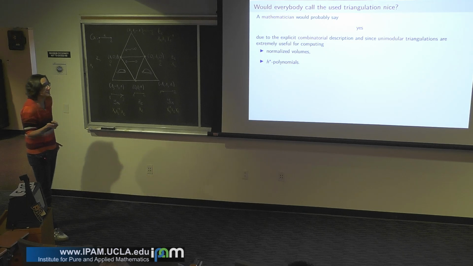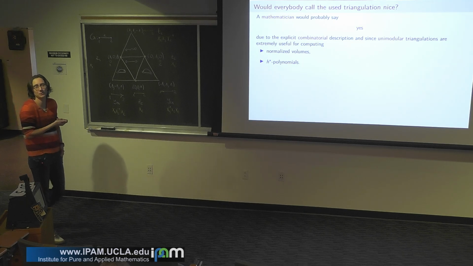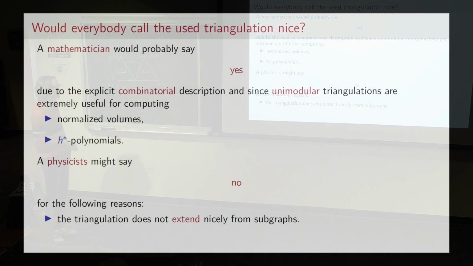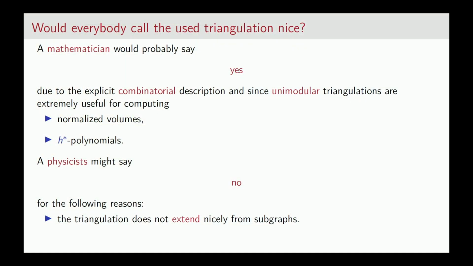It's like the nicest type of triangulation we can think of. We can compute normalized volumes. We can compute H-star polynomials. So what do I want else? It's nice. Okay. However, if I were a physicist, I guess I would say no, for several reasons. First of all, this triangulation does not really extend nicely from subgraphs. So it's not that I can somehow step-by-step build my graph, even for my triangulation. Even for trees, this doesn't really work.